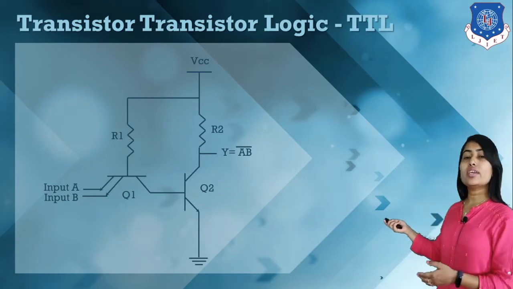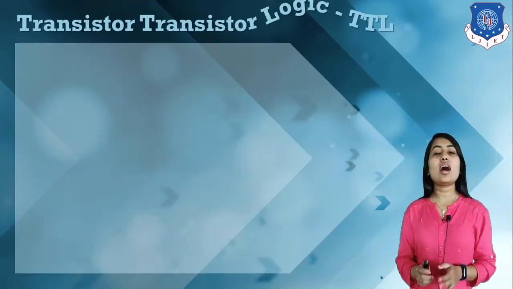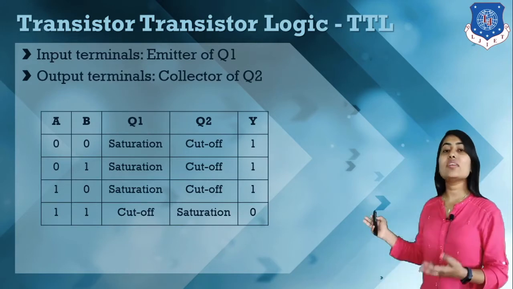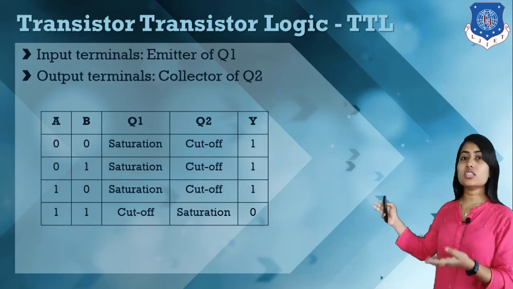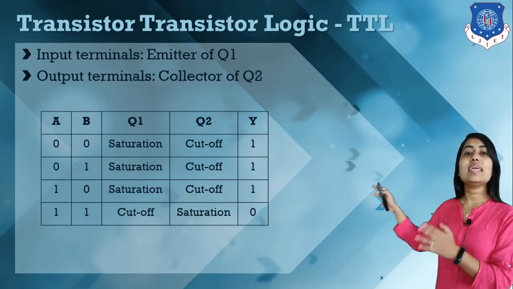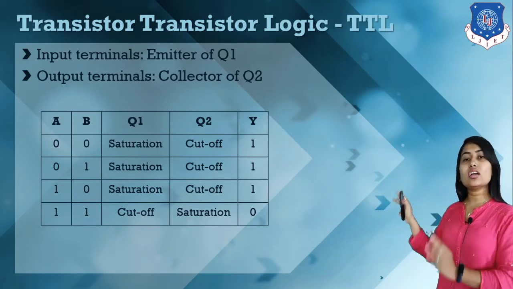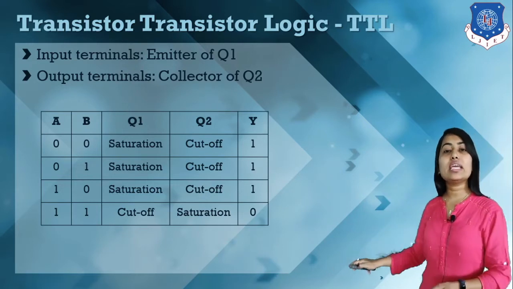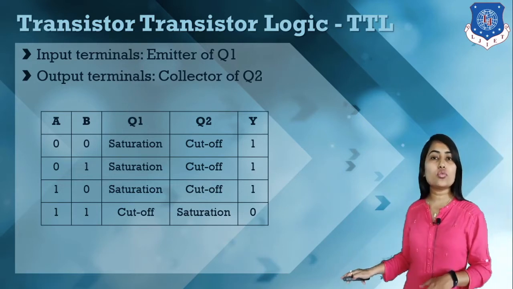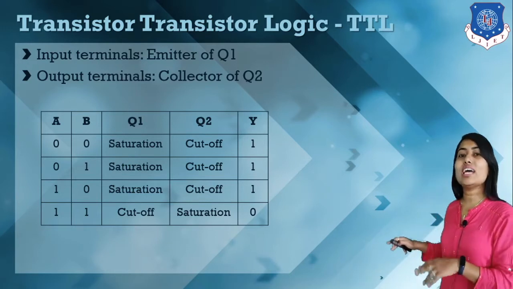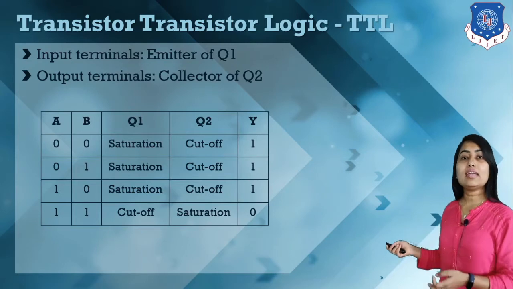Here we have a table showing how this circuit works as a NAND gate. As we discussed, whenever any of the inputs is 0, Q1 goes into saturation and Q2 goes into cutoff, so the output is 1. Whenever both A and B are equal to 1, Q1 goes into cutoff and Q2 goes into saturation, so we have a 0, and this is how the NAND operation works.